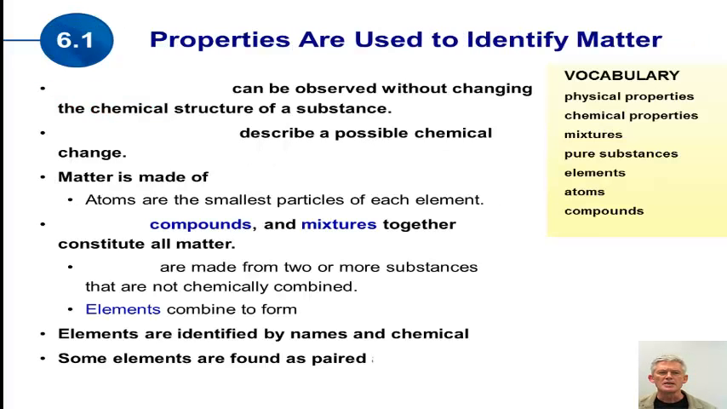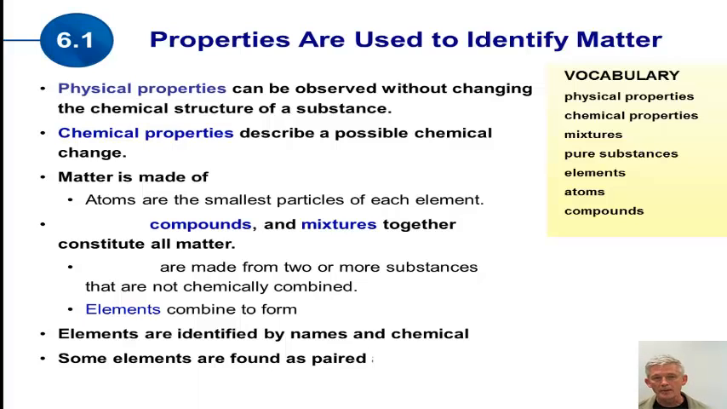So, to begin with, 6.1. Again, remember, this is Science 9 in review. Real quick. Properties are used to identify matter. There's different types of properties. Physical properties can be observed without changing the chemical structure of a substance. On the other hand, chemical properties describe a possible chemical change.